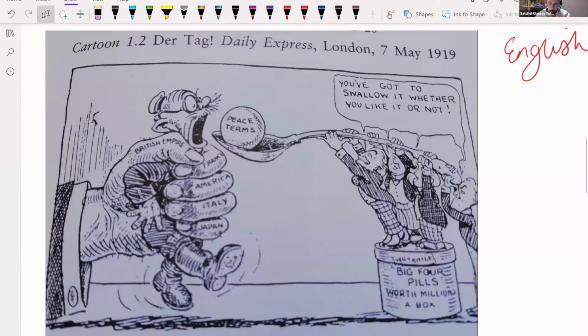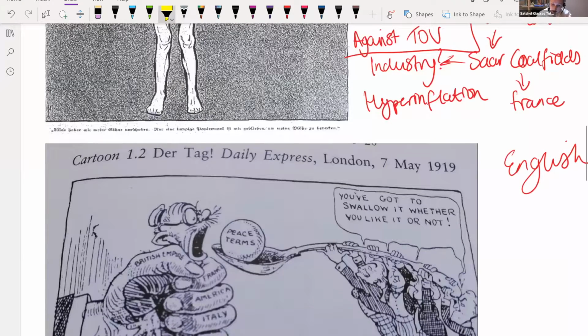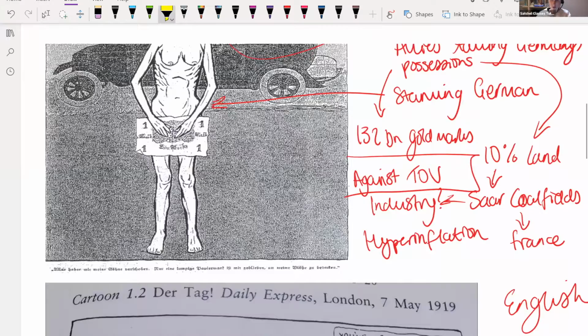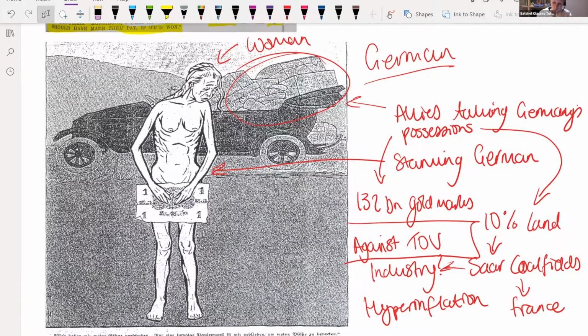Okay, so the next one, provenance is on this one for you. So this is the Daily Express in London on the 7th of May 1919, and we've got here the big four. It says it down here, so have a look like this. Some of them are easier than others in terms of they'll give you more in what they say. Now this one, you don't really get anything written, but you can read a lot from it, but only if you've got that contextual knowledge in the back of your mind. You can't rely on a cartoon to tell you things. They'll trigger memories, but you've got to get your revision in there as well.